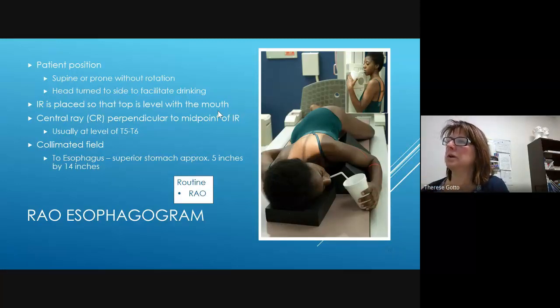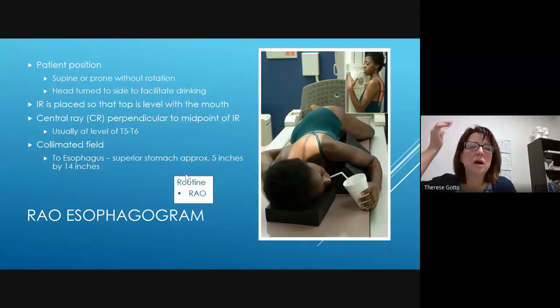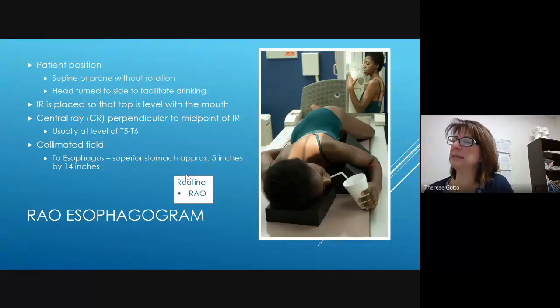Okay, you're going to be using a 14 by 17 long cassette lengthwise. However, you can collimate down to 5 by 14 inches. An average esophagus is only 10 inches long. So as long as you have the top of that IR at the level of your mouth, and then you collimate to 14 inches long, you are going to get more than enough. Okay, you're going to center your central ray to the middle of your IR, which is usually about T5 or 6.